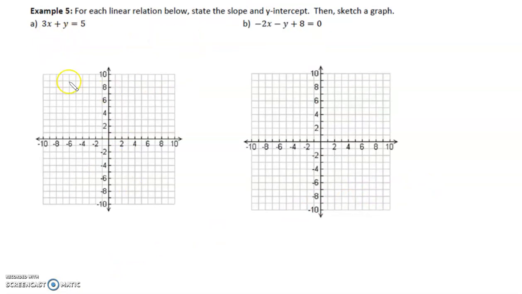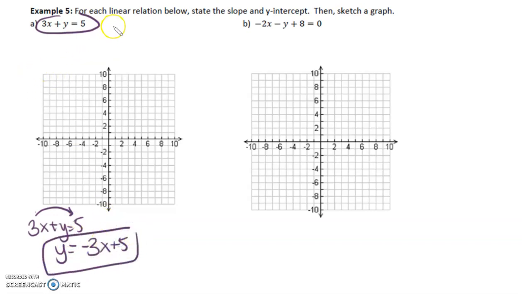Okay, we're going to do the same thing for example 5, but example 5 is a little bit different because the y is not isolated. So I'm going to take this equation and just bring it down here. 3x plus y equals 5. So we need to get the y all by itself because we need to put this into y equals mx plus b form. So let's bring this 3x over. We get y equals negative 3x plus 5.